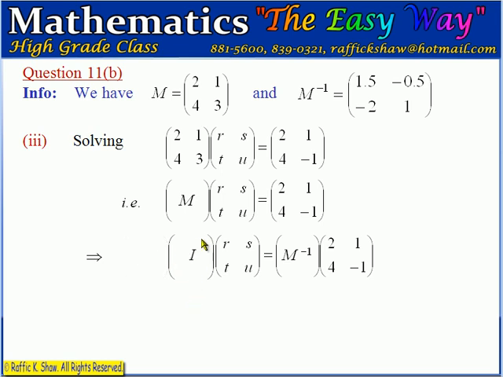And then now the identity matrix multiplied by a matrix is equal to the matrix, because the identity matrix is similar to the number 1.